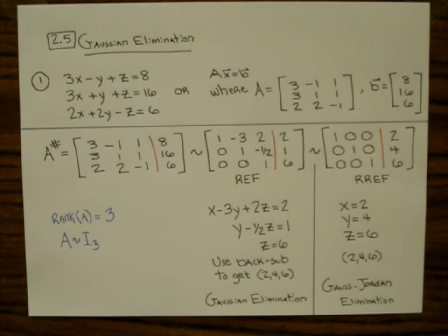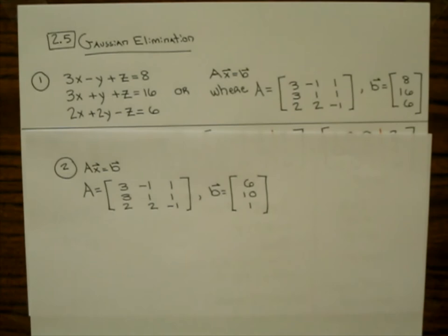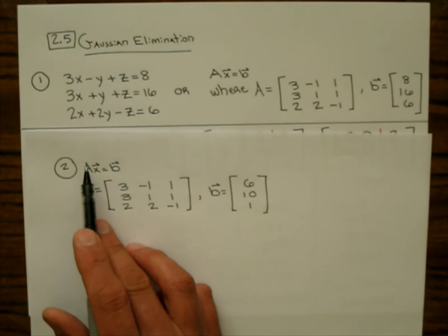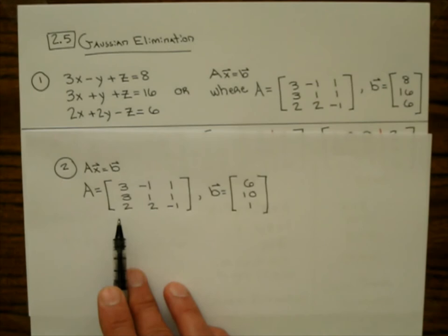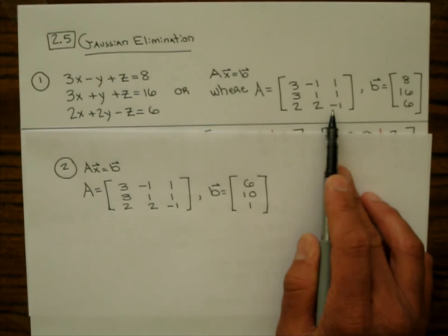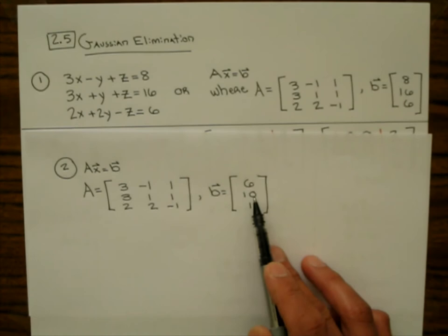Now, the next problem is written out using the matrices AX equals B, and the directions here, I guess, should say solve. And so we're solving this linear system. And notice that matrix A is the same matrix that we have for example 1. And the thing that's different about this example is the right-hand side vector is different. It says 6, 10, 1.